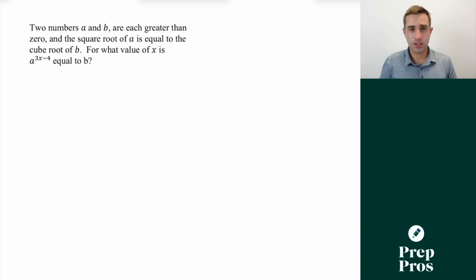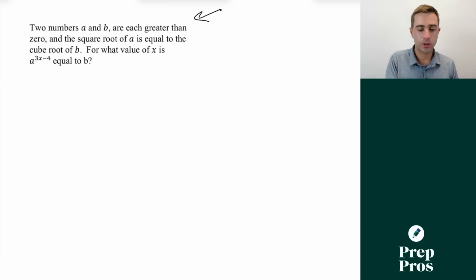Now, the next thing you're going to see on your SAT are advanced exponent questions, and this is one of the common varieties. The other ones I have in my advanced math course as well. Here we can see two numbers A and B are each greater than 0, and the square root of A is equal to the cube root of B. For what value of x is a to the 3x minus 4 equal to b?